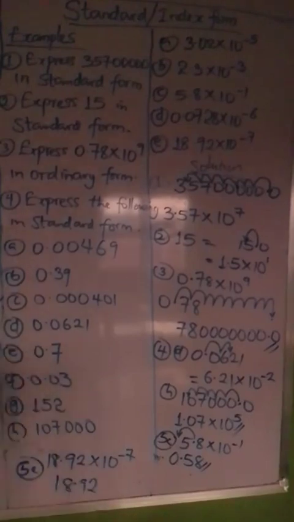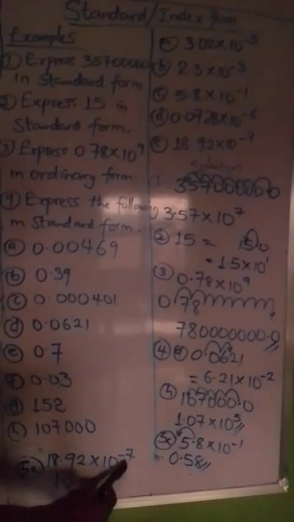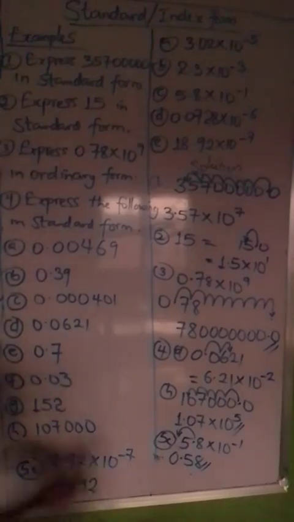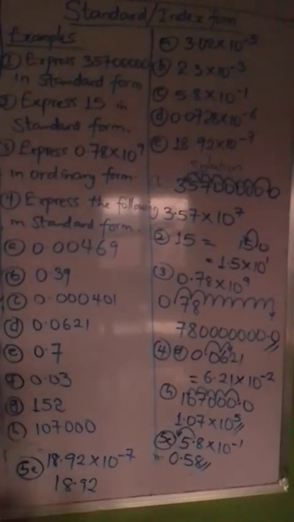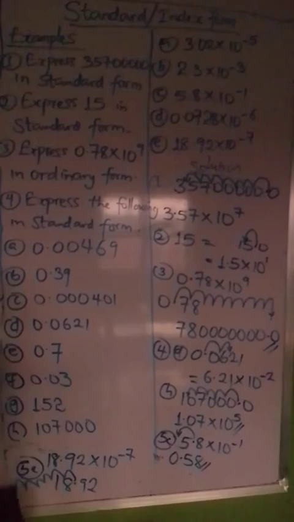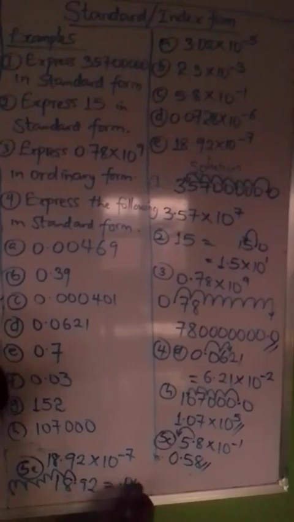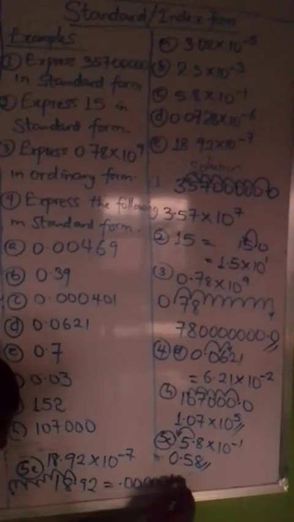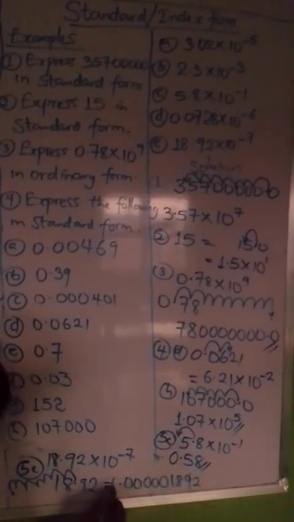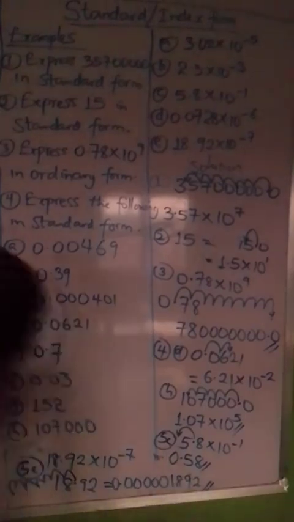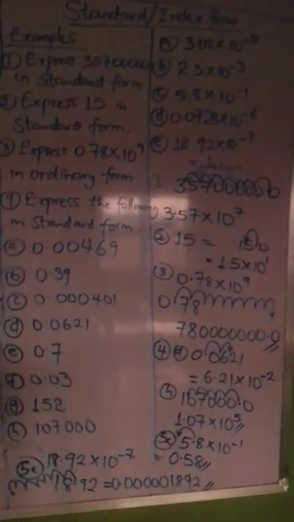So 18.92. When my index number is negative, then it's moving forward. It's moving 1, 2, 3, 4, 5, 6, 7. So I count how many zeros we need. 1, 2, 3, 4, 5. Then 1, 8, 9, 2, 0. That's my answer.